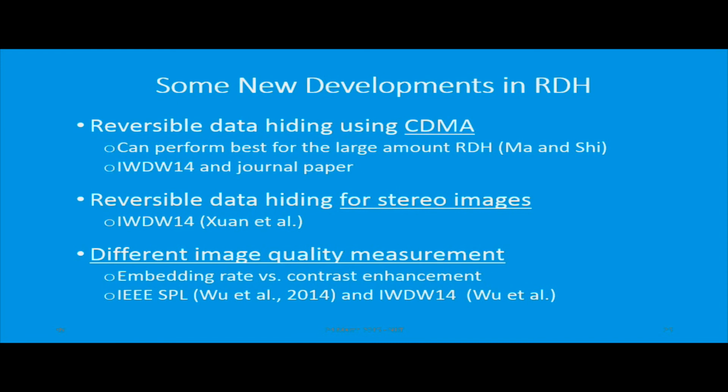Another point is that we use a different image quality measurement. Currently, as we just mentioned, we popularly use how much data you embedded, and then PSNR, namely the peak signal-to-noise ratio, where higher is better. But actually we found that for some applications, PSNR is not the key issue. The quality could be represented by contrast enhancement. At the bottom of this slide, we show some work along this line that was recently published.